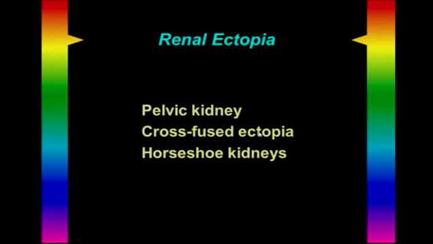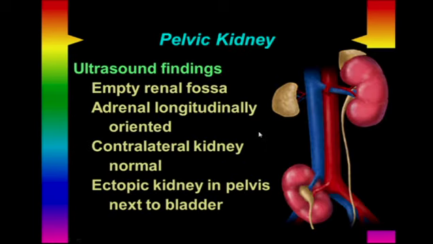If we don't find a kidney in the renal fossa, the next thing to do is see if it's somewhere else inside the fetal abdomen as opposed to absent. Renal ectopia is sometimes seen, and the most common location for an ectopic kidney is in the pelvis. Next most common are if the kidney is fused to the contralateral side, called cross-fused ectopia, and we also can have kidneys that are fused across the midline, called a horseshoe kidney. With the pelvic kidney, we'll see an empty renal fossa with the adrenal gland oriented longitudinally. We'll see a normal kidney on the other side with the adrenal gland topping it.